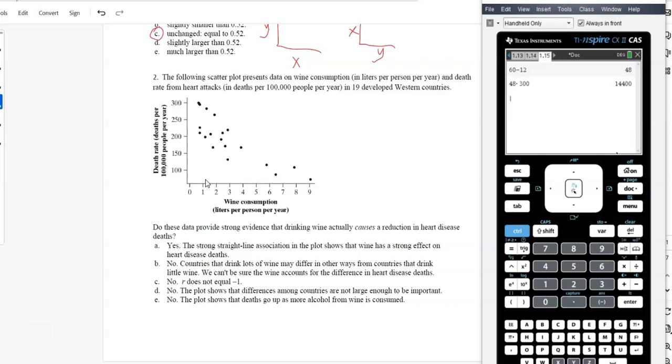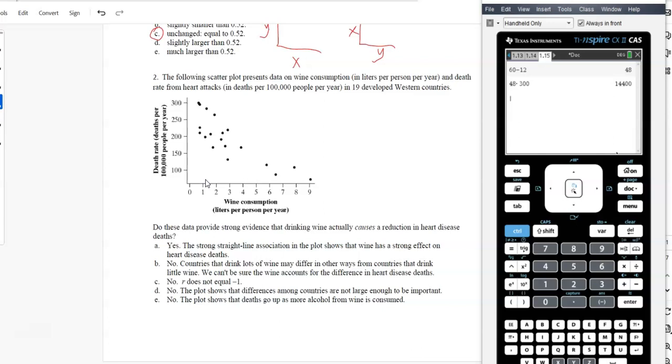The following scatter plot presents data on wine consumption in liters per person per year and death rates from heart attacks. So just looking at the scatter plot there, it looks like there's a negative correlation. In other words, the more wine you drink, to an extent probably, the less your death rate is from heart attacks. Okay, well that's interesting.